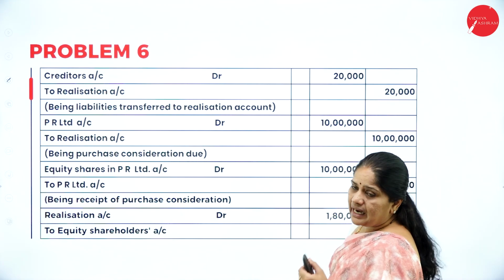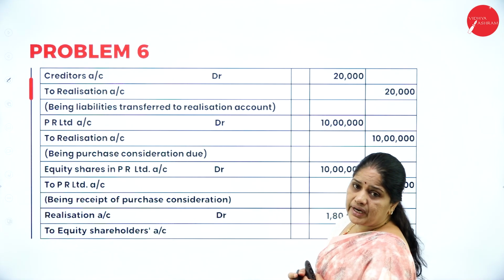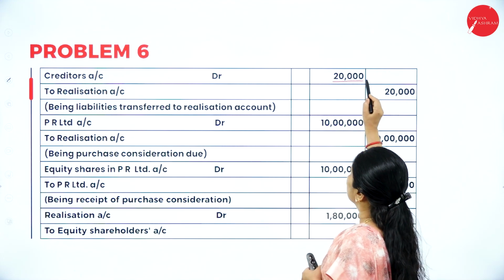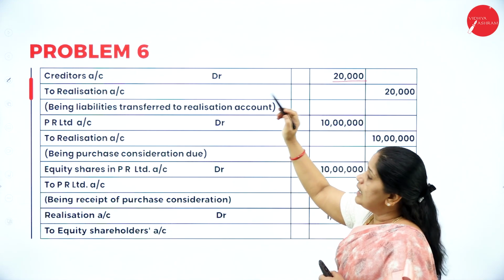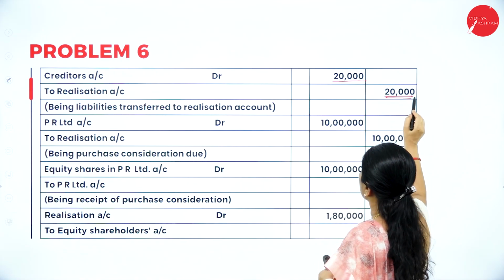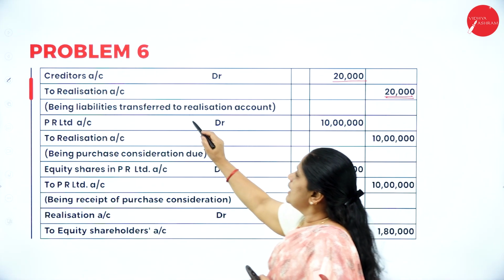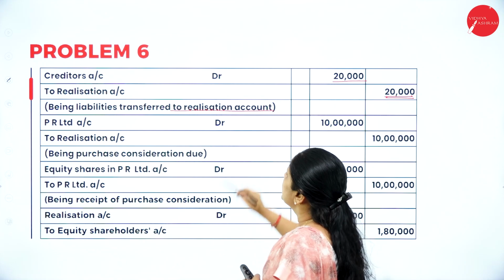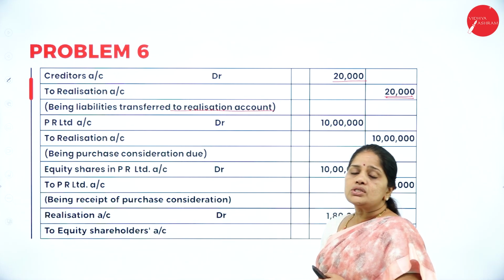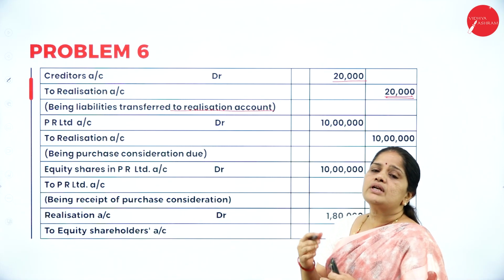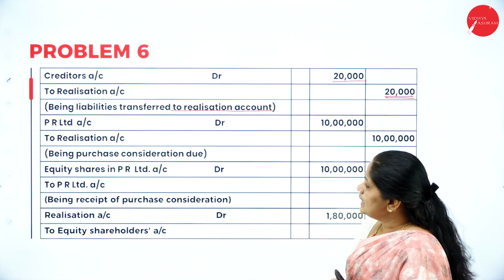Next, the creditors. Now, what is the value of creditors in R Limited? It is 20,000. So, creditors account debtor to realization account 20,000, being liabilities transferred to realization account. So, whatever are the liabilities, you transfer them to realization account.